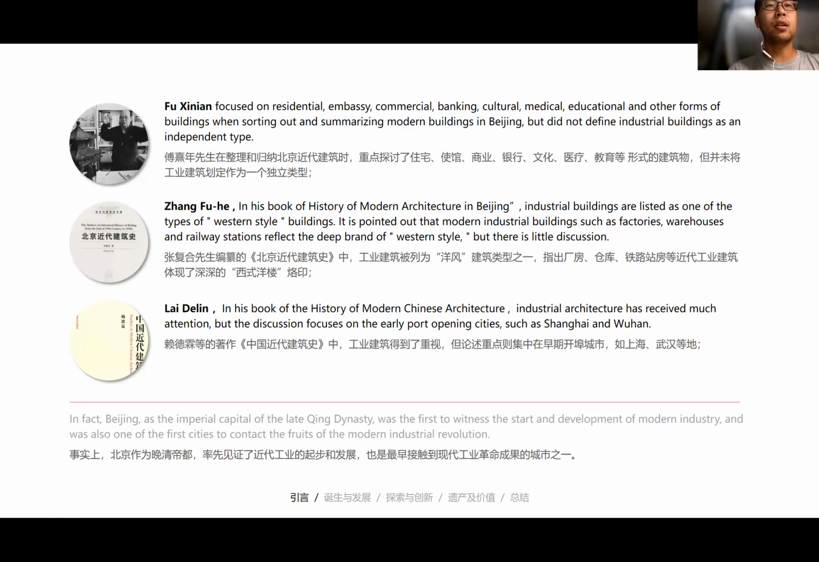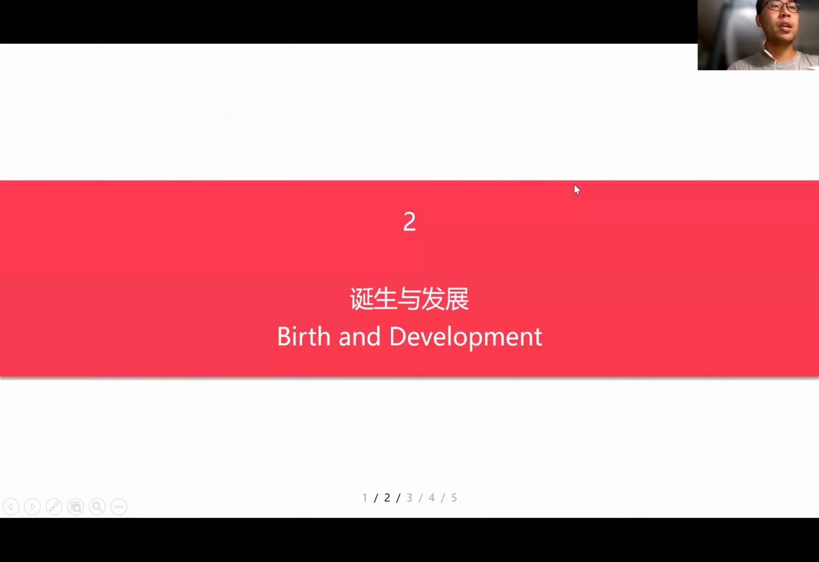Several outstanding Chinese scholars have studied industrial architecture in China. Professor Zhang Fuhe, in his books about the history of modern architecture in Beijing, listed industrial buildings as one of the Western style building types, pointing out that modern industrial architecture, such as factories, warehouses, and railway station buildings, reflects the deep imprint of Western style buildings. In Lai Delin and some other people's work, the history of modern Chinese architecture, industrial architecture has been emphasized, but the discussion is concentrated in early port cities such as Shanghai, Wuhan, and other places rather than in Beijing. Okay, let's move to part two, the birth and development of Beijing's industrial buildings.